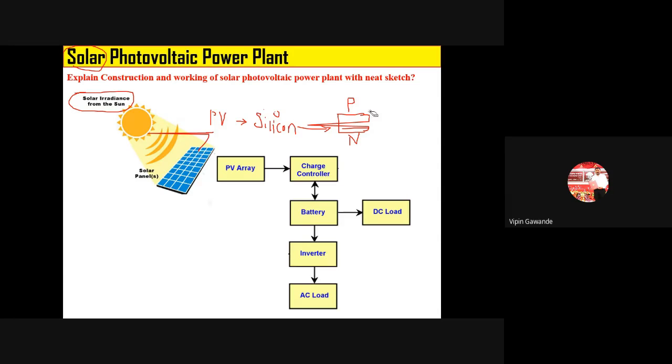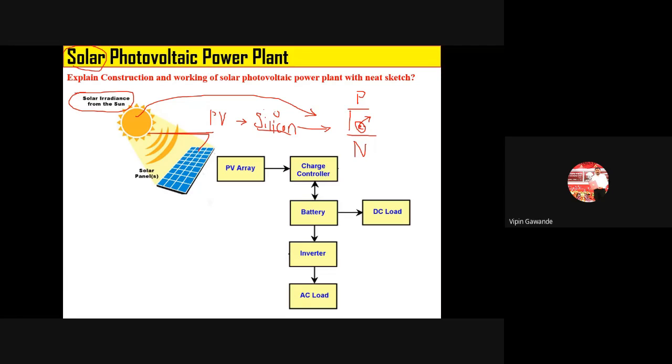Let me show you correctly. It consists of the P junction and the N junction. This is one and this is two. Now here we have the atom of silicon. This consists of the electrons. Now what happens here? When the solar energy is incident on these PV panels, the electrons from this atom get shifted. They get excited and then get removed from this atom of the silicon, and then this is negatively charged.